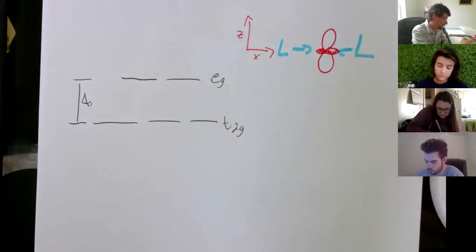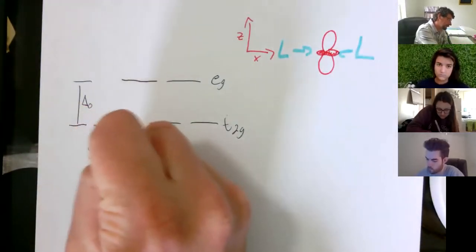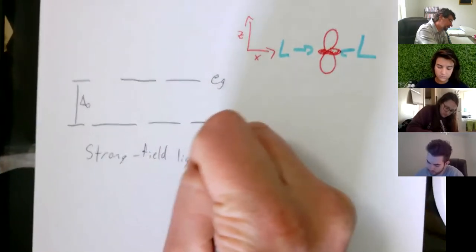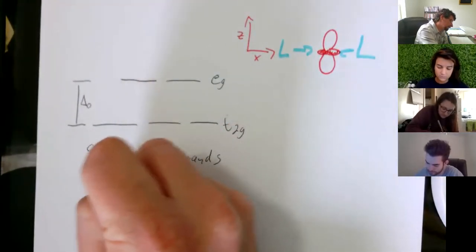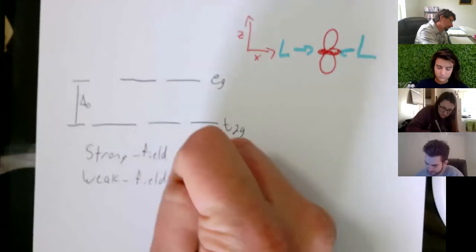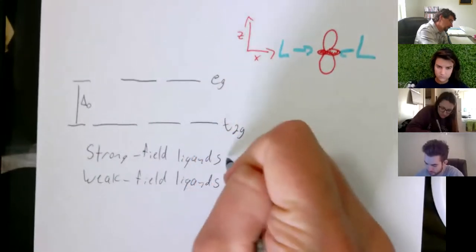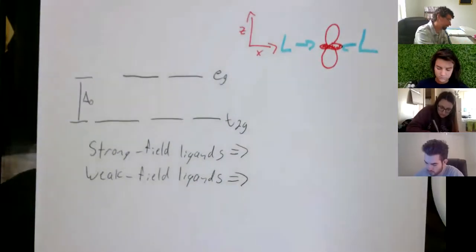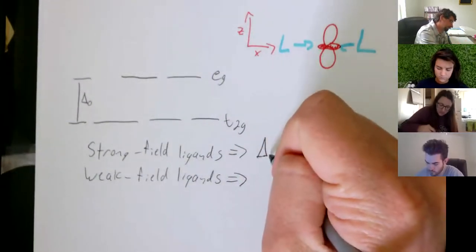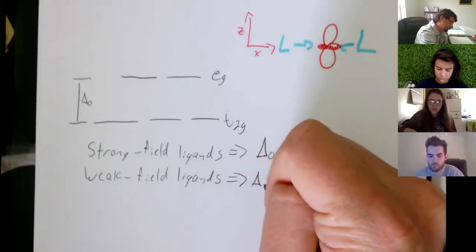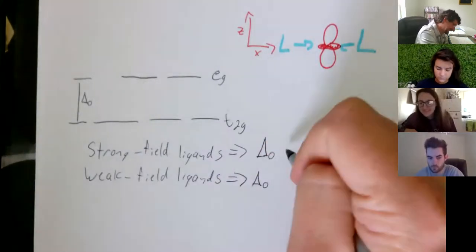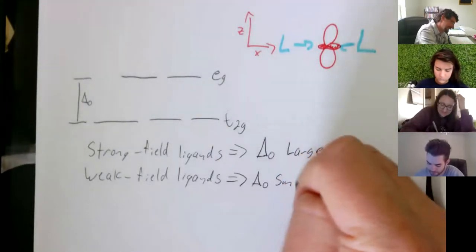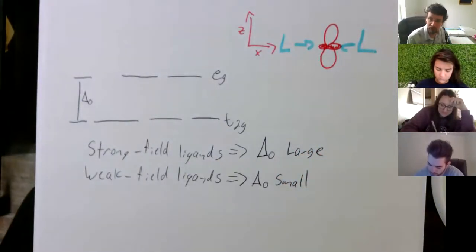And now we had strong field ligands and weak field ligands. And for strong field ligands, what happens to delta O? Is delta O large or small? Small. Nope, large. Other way around. Not trying to confuse you this time for once. Large. And when it's a weak field, it's small.